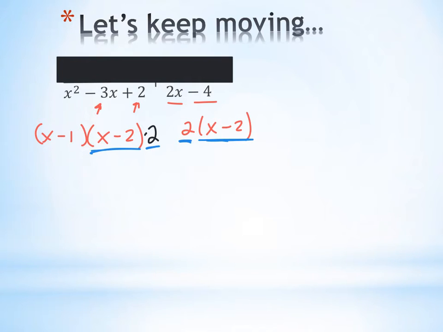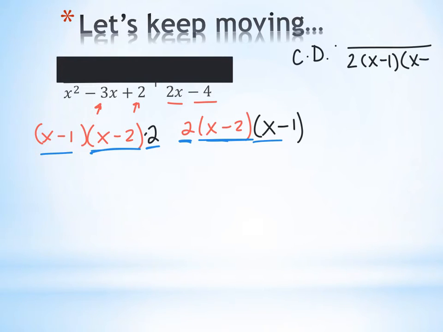What's the only factor that they don't share? Well, it's the x minus 1. So let's go ahead and multiply that in, x minus 1. Now they share all 3 of the same factors, and so from that, that is my common denominator. So my common denominator, I'll label CD, is 2 times x minus 1 times x minus 2. And so that's the common denominator that I'll be working with.